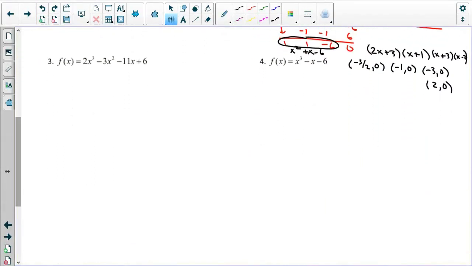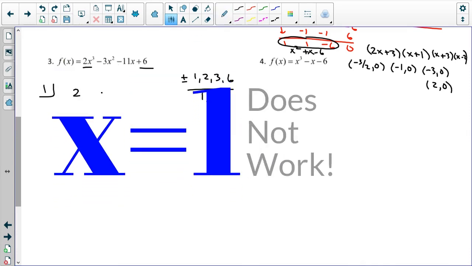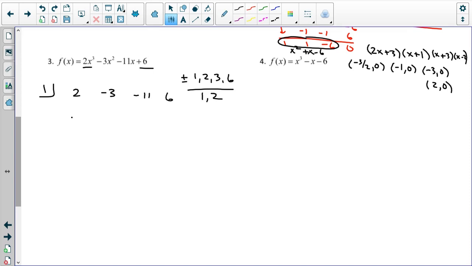Okay, number 3. I'm going to do the rational root theorem. So plus or minus 1, 2, 3, and 6 over 1 and 2. I'm going to try nice numbers as much as I possibly can. So I'm going to try 1, 2, negative 3, negative 11, 6. I'll pull down the 2. So 2 times 1 is 2. Add 1 times negative 1 is negative 1. Add. This is not going to work. I have a remainder.